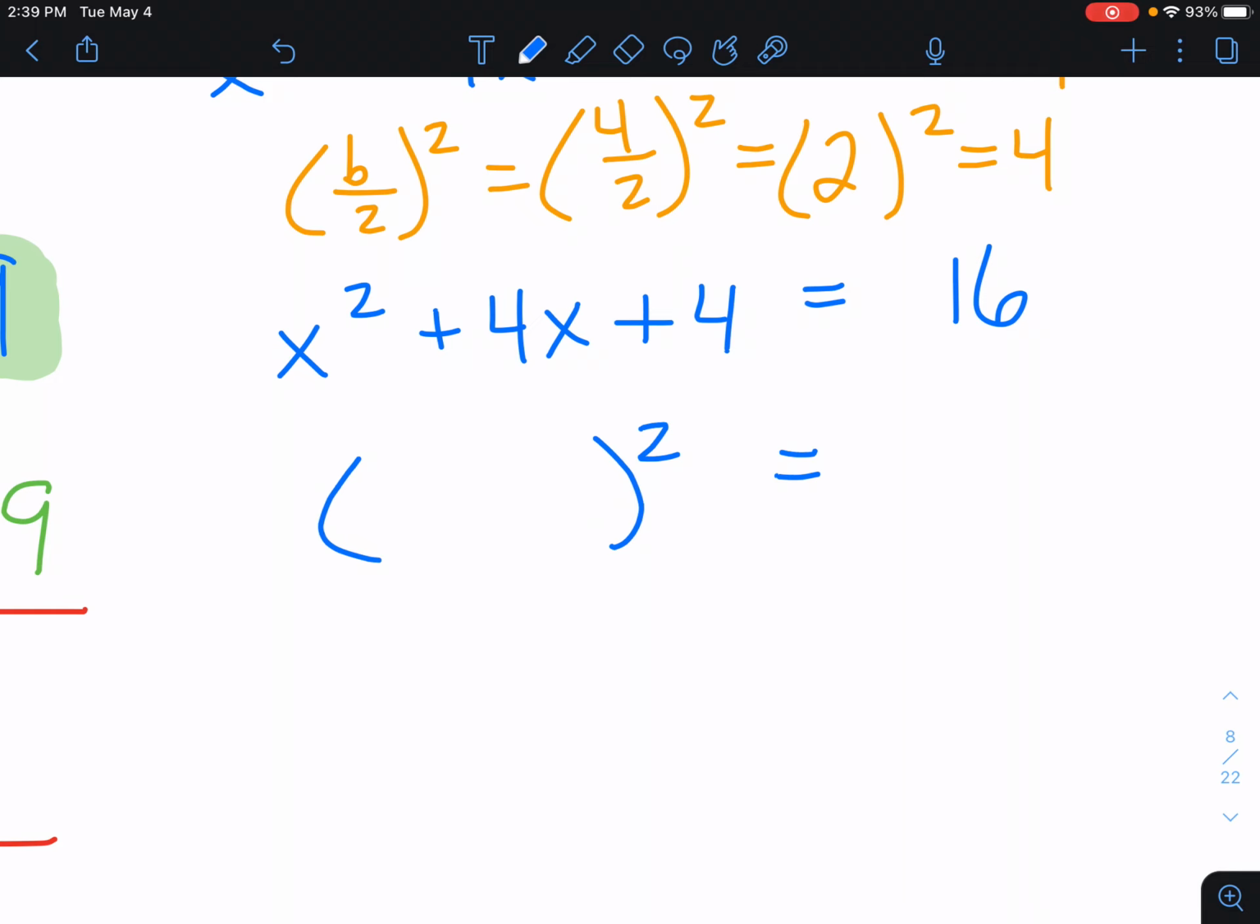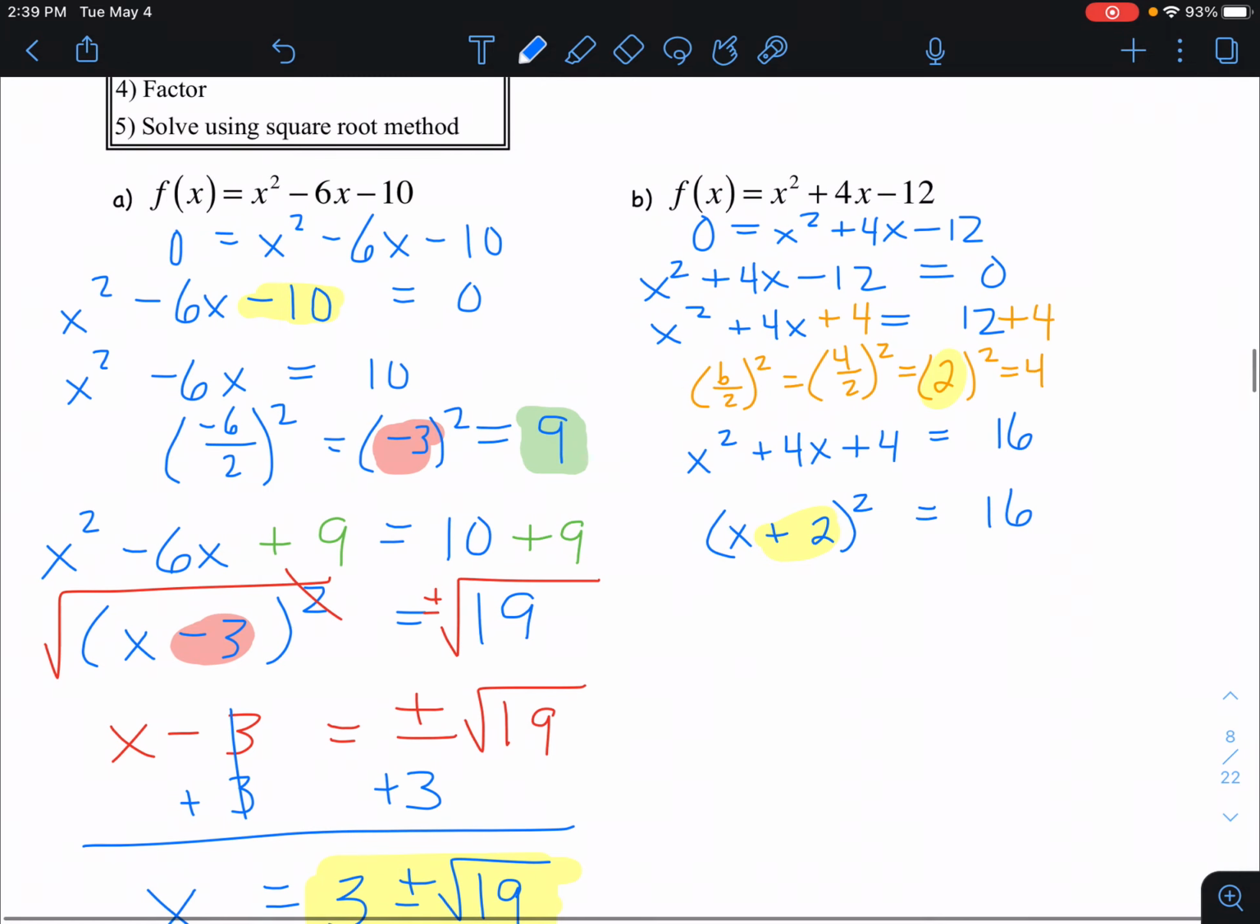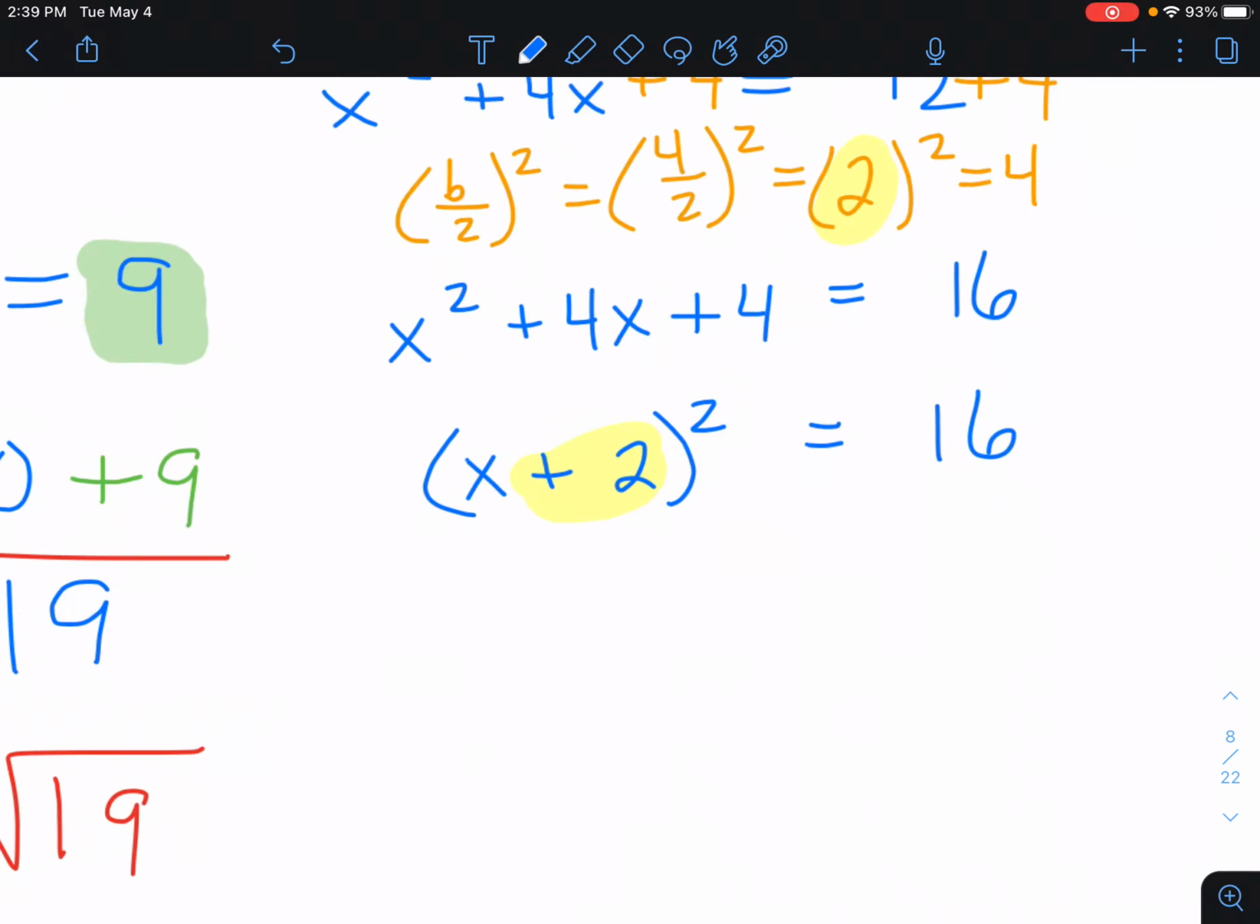And then remember the shortcut is x plus 2. Where did I get the shortcut? Right here. This 2 is a positive, so that means plus 2 can go in your parentheses. Bring down your 16, and now you're ready to do step 5, solve using the square root method.